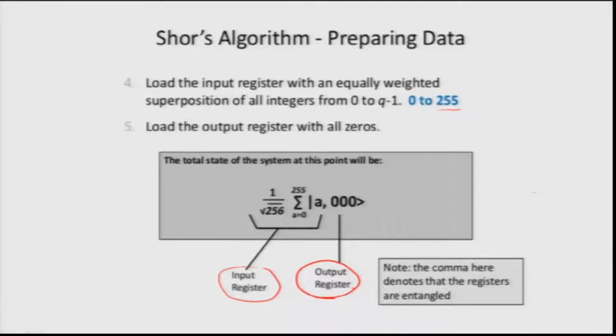The comma that I have just put here denotes the registers are entangled. That is actually very important. This particular part where we are preparing the data has the quantum part incorporated in it, in recognition of the fact that we are considering this to be in the entangled condition. That is the part which is important in this quantum principle.